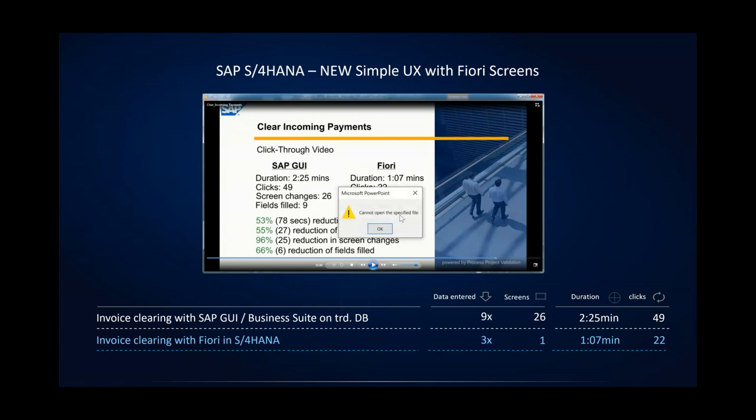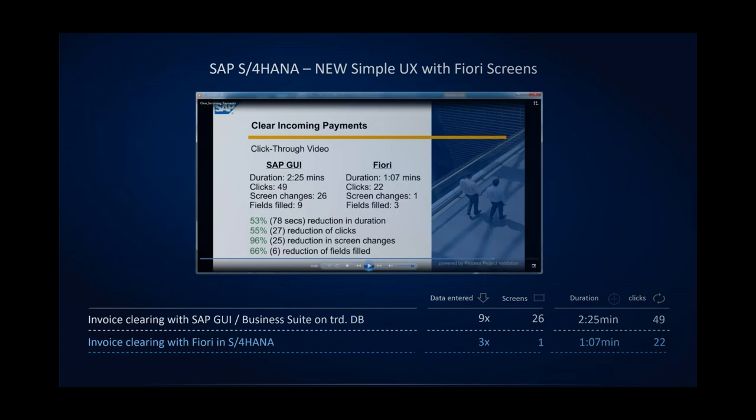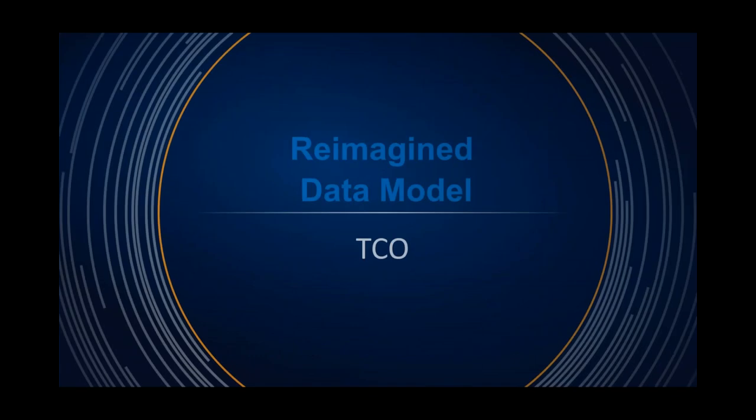Okay. And if you see invoice clearing in GUI and invoice clearing in Fiori and SAP S/4HANA: data entered 9 versus 3, screens 26 to 1, duration 2.25 minutes to 1.01 minutes, and 49 clicks versus 22 clicks. That becomes the basis for speed, velocity, more output, and the benefits of HANA versus a non-HANA system.